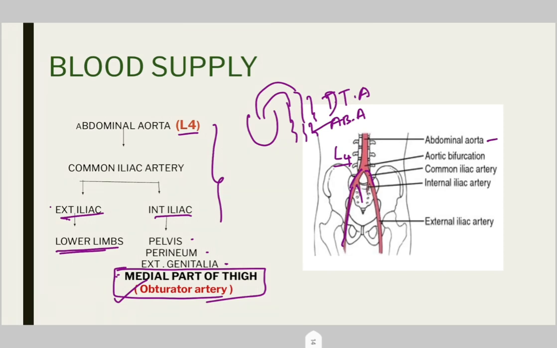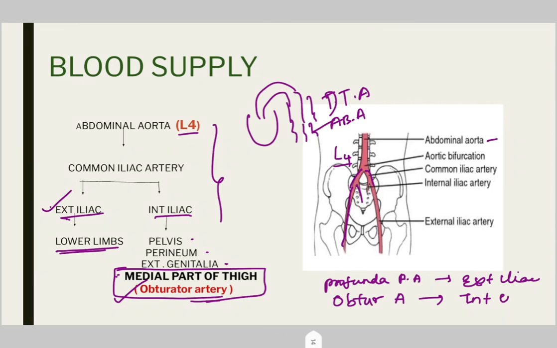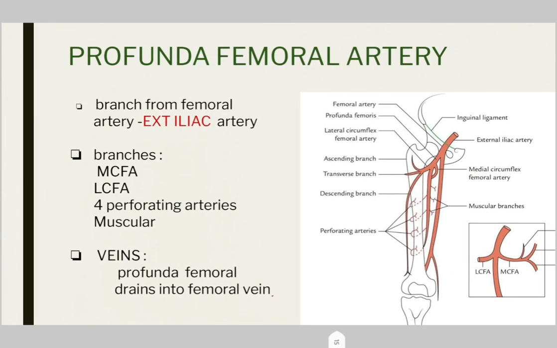So finally, coming to the conclusion, the medial part of thigh is supplied by the profunda femoral artery, a branch of the external iliac artery, and the obturator artery, which is a branch of the internal iliac artery. Coming to the detailed discussion of profunda femoral artery, firstly, the external iliac artery, on crossing the inguinal ligament, continues as the femoral artery. This femoral artery gives off its largest branch called the profunda femoral artery.